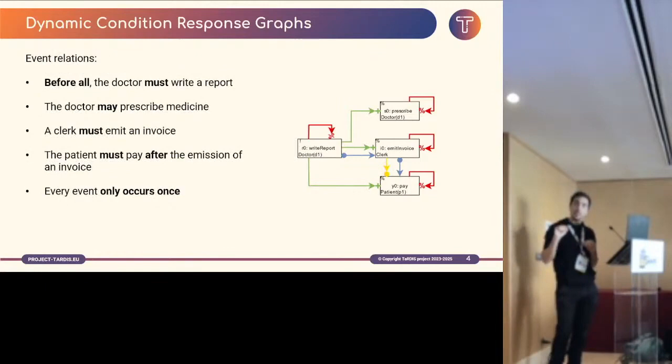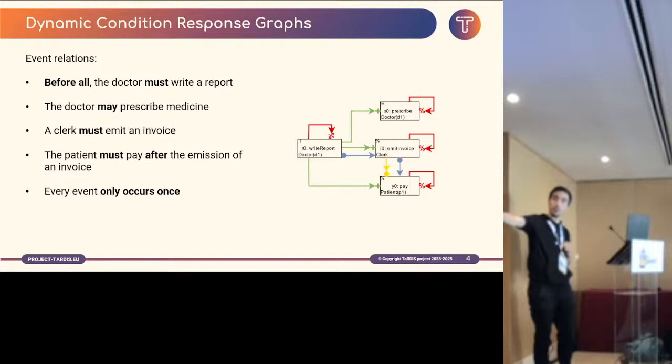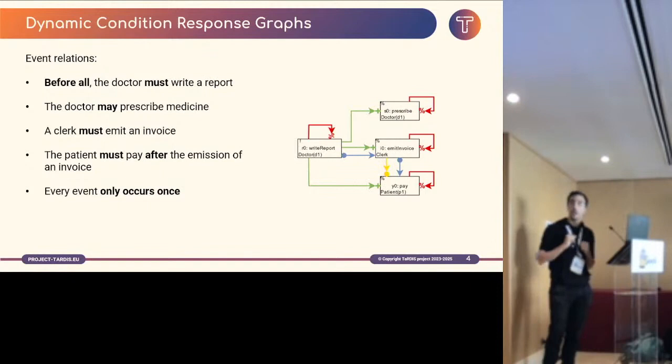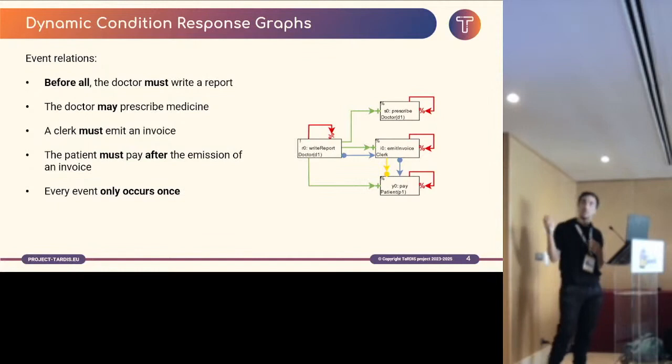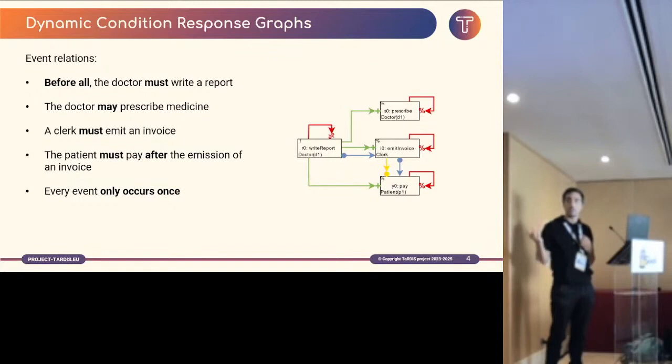For instance, the first event to execute must be write report and must be executed by a doctor. By specifying who can execute what, we are already specifying the executor roles, which are there in the left bottom corner. So the second restriction is that a doctor may prescribe medicine, so this event is entirely optional. A clerk must emit an invoice, and after the invoice, the customer, the patient, must pay for the appointment.